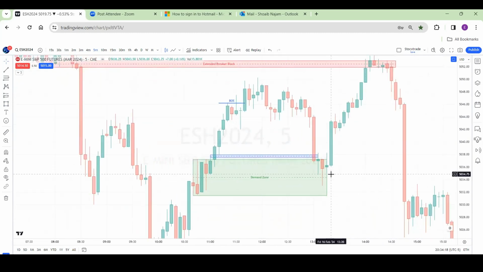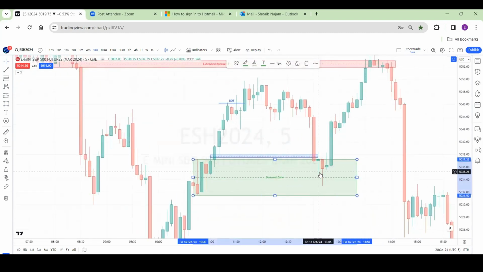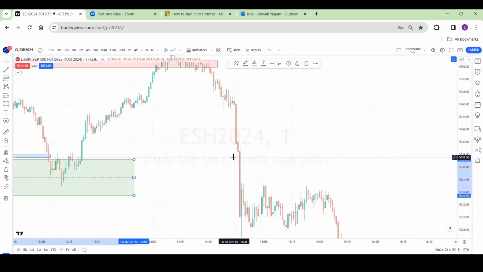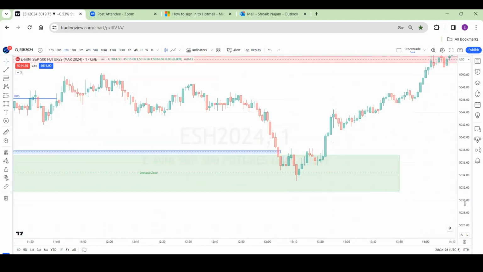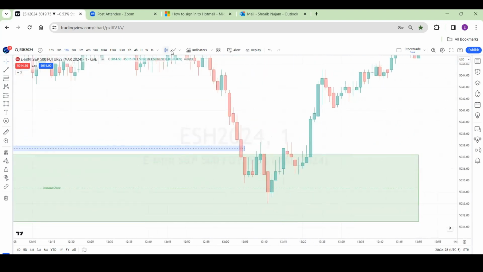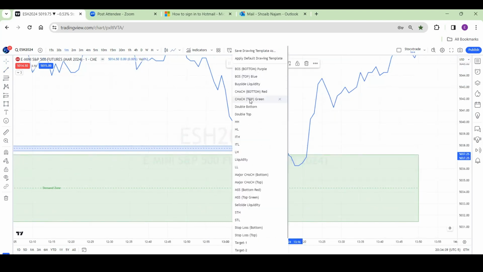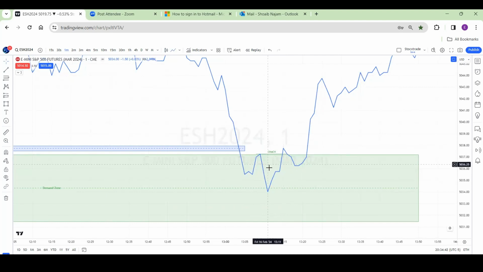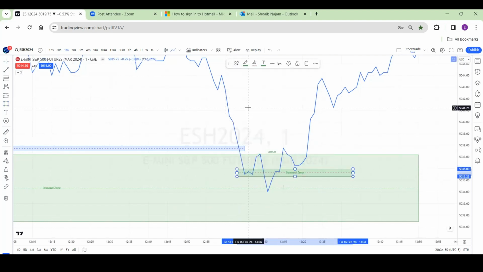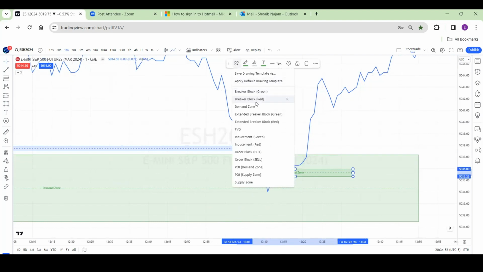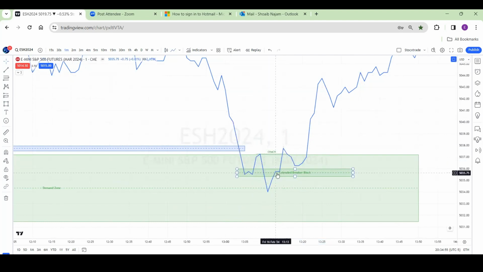So if I switch here from 5 minutes to 1 minute, maybe I will see some change of character. Yes or no? Yes. So why should I not go in the buy? Because this is my change of character. And once there is a change of character, I have different options. I can mark the extended breaker block. I can mark the demand zone.